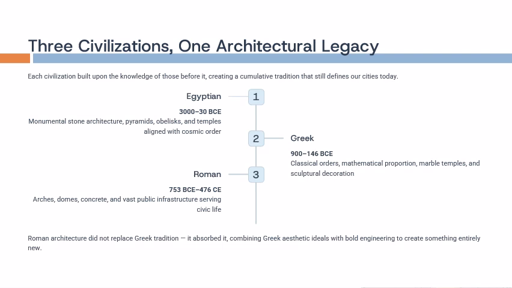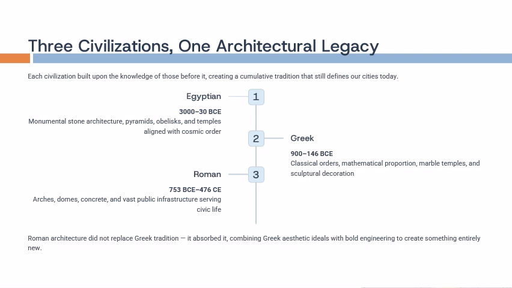The Egyptian period is from 3000 to 30 BCE, with monumental stone architecture, pyramids and obelisks, and temples aligned with the cosmic order. Monumental stone architecture is the main feature, and pyramids are the main contribution of the Egyptians. When it comes to the Greek, that is 900 to 146 BC, it is classical orders, mathematical proportion, marble temples and sculptural decorations. These are the contributions of the Greeks.